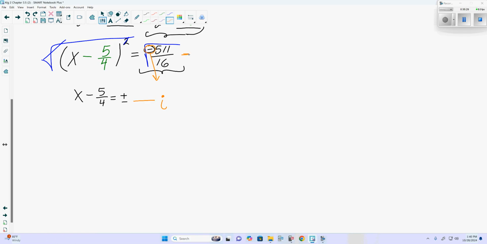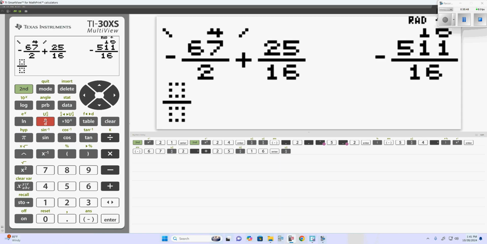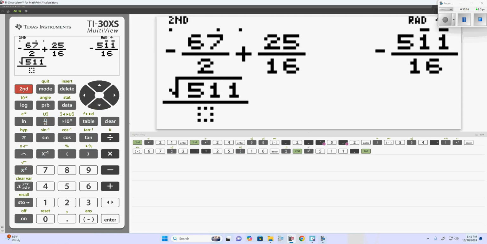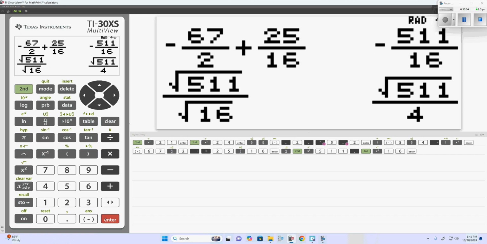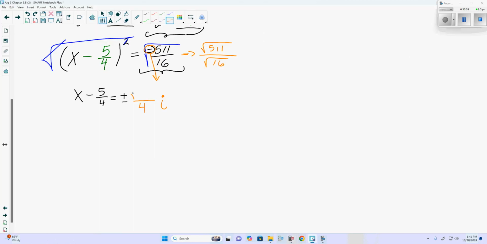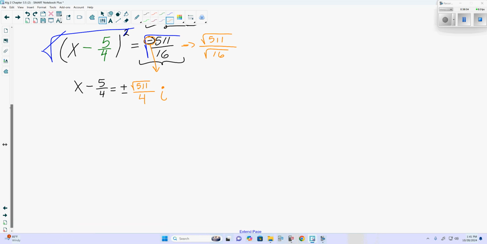Now, what we really have left, and especially what we're going to type in the calculator, is the square root of 511 over the square root of 16. Oh, wait a minute, what's the square root of 16? What times itself is 16? 4. Even if we don't see that, we can still type it all in, and it'll tell us that it's square root of 511 over 4. Questions on how we got to this point here, or how we simplified that fraction?